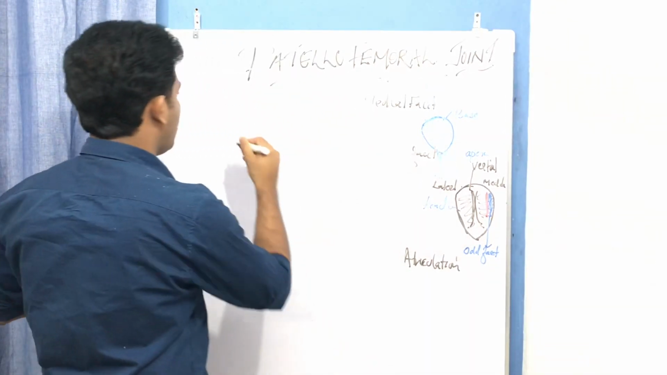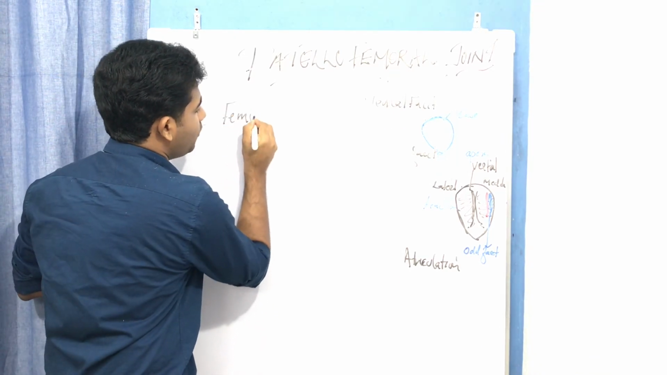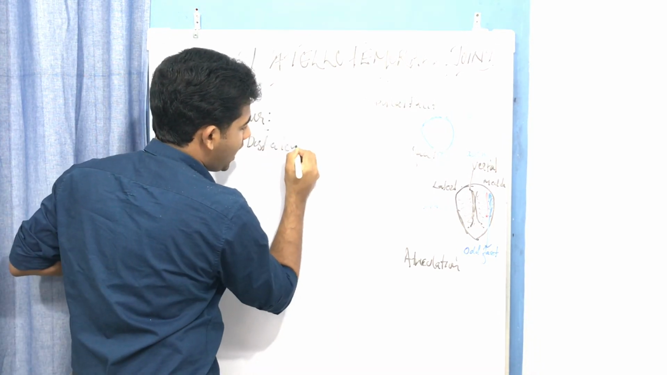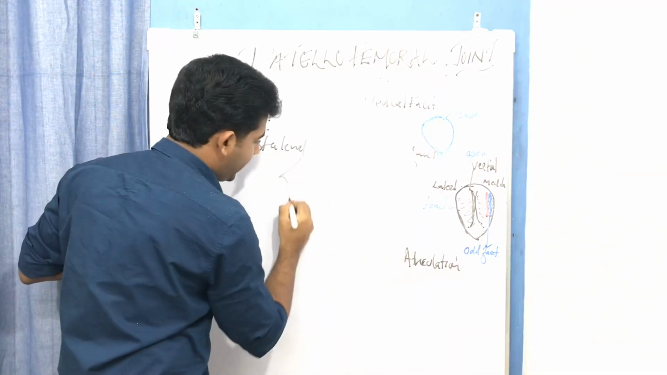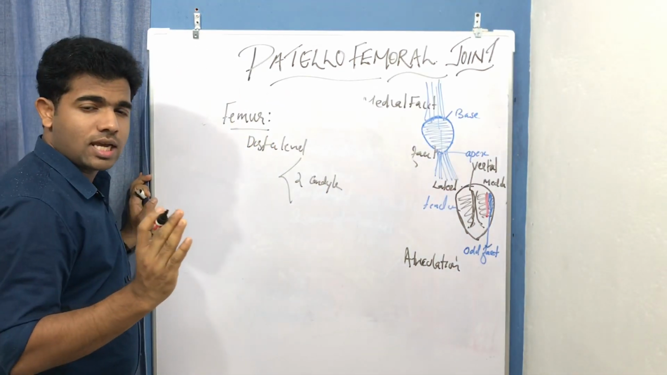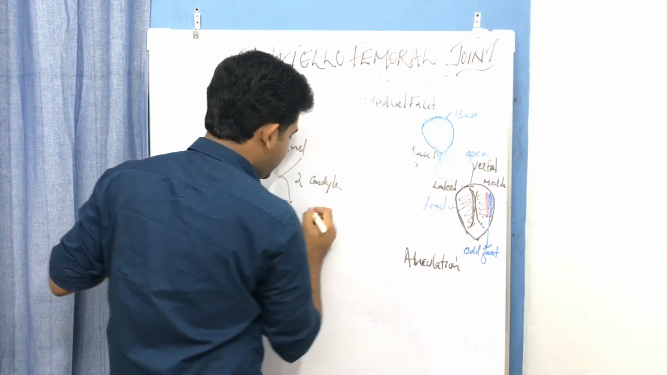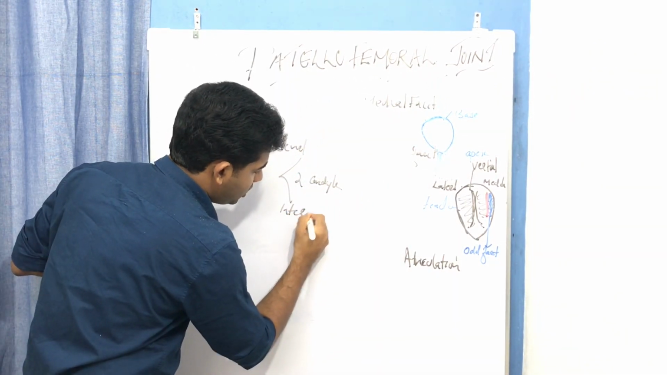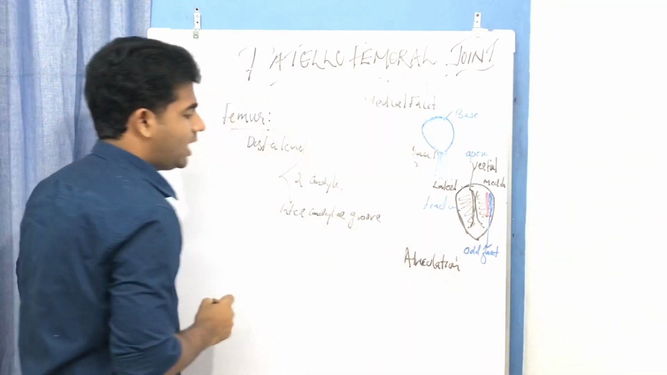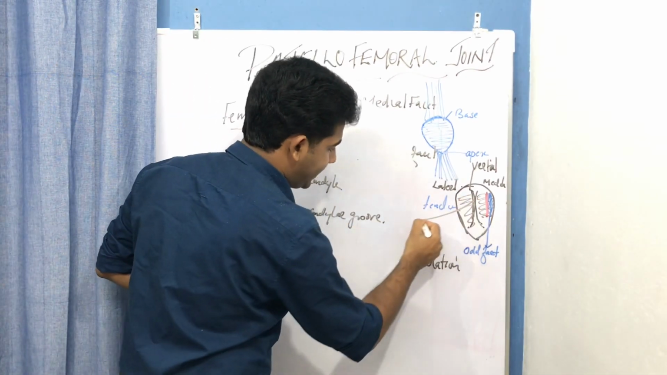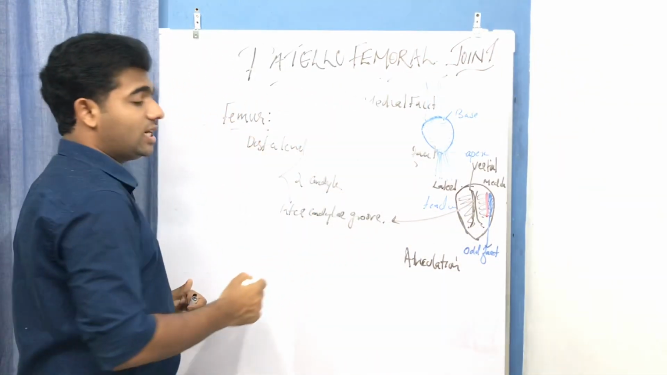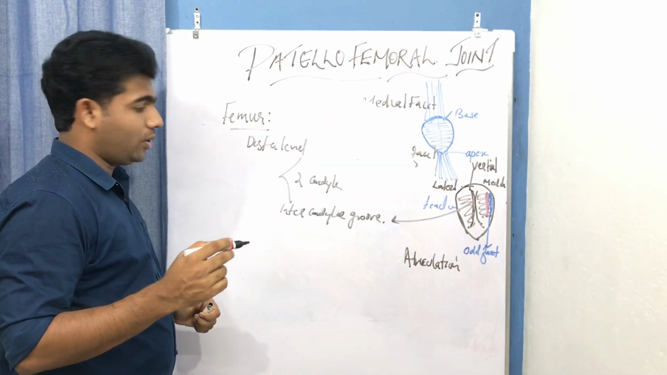That means now we are going to discuss the femur, and we see a few important things. In the distal end of the femur, two condyles are there, the medial and lateral condyle, which is quite known to all of us. And we see that there is an intercondylar groove. Okay, this intercondylar groove corresponds to the vertical ridge in the patella. You can tell it.